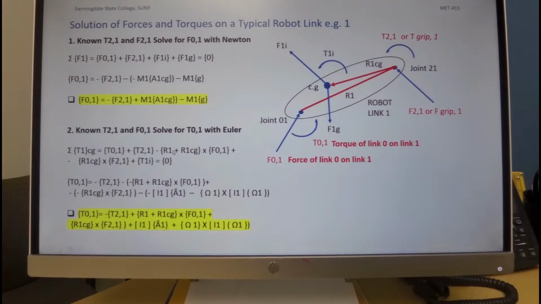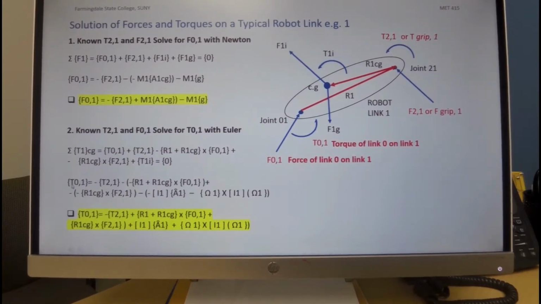Now, similarly, if we want to solve for the torque of this neighboring link on the link of interest, then what we have to do is take this equation, the Euler equation, and solve for the torque of interest.